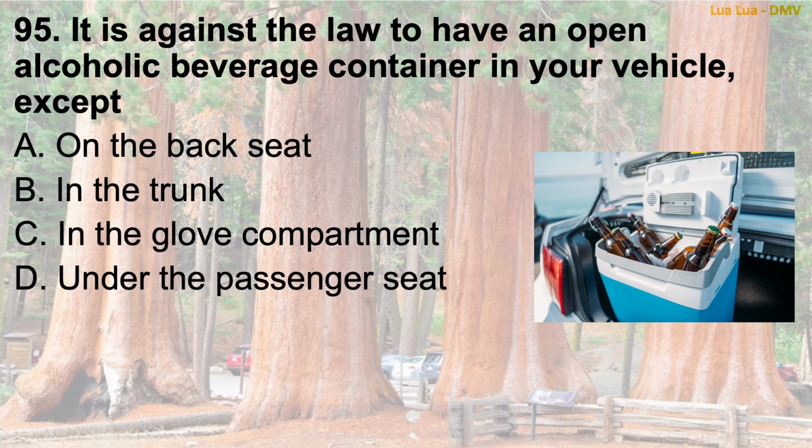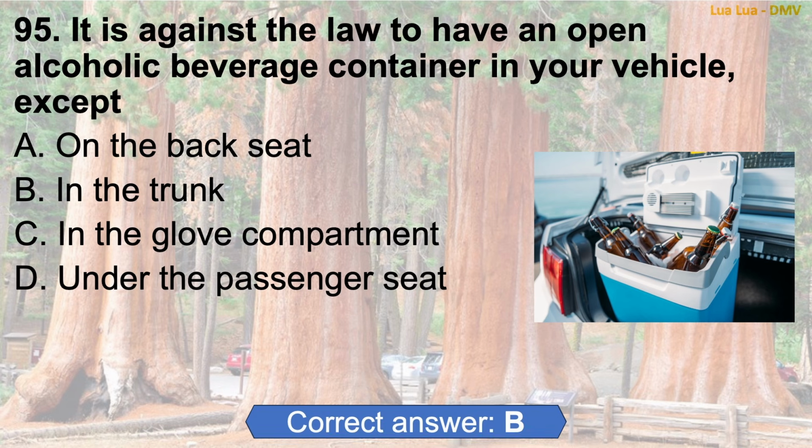Question 95. It is against the law to have an open alcoholic beverage container in your vehicle, except A. On the back seat. B. In the trunk. C. In the glove compartment. D. Under the passenger seat. The correct answer is B. In the trunk.